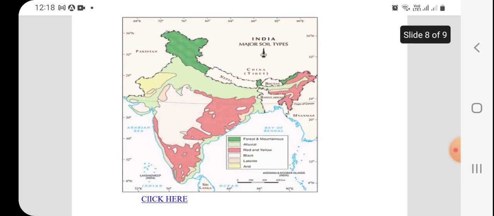Now you can see here the given map of India showing the major soil types. With the help of this map, you can understand which part of the area has what type of soils. So I think children, you understood.